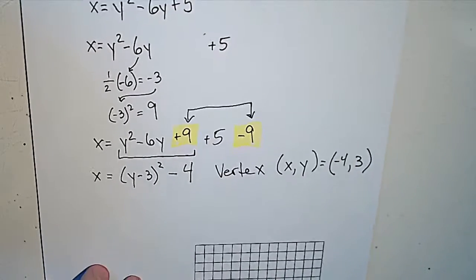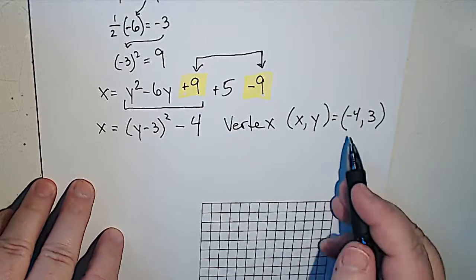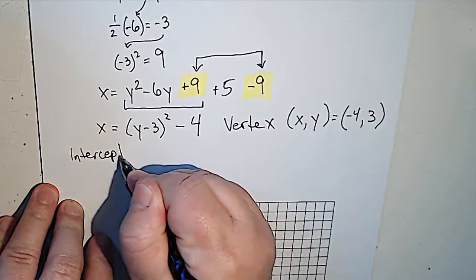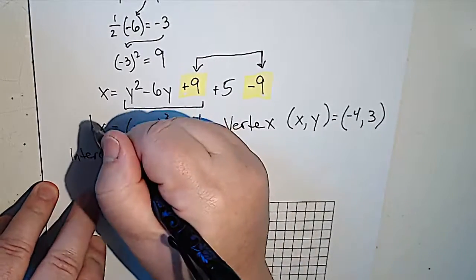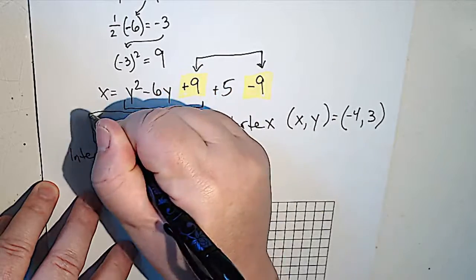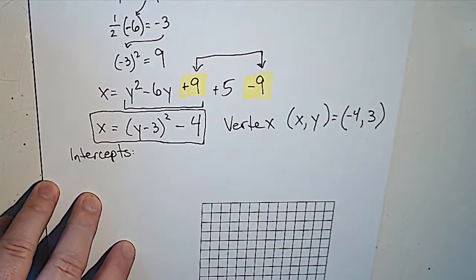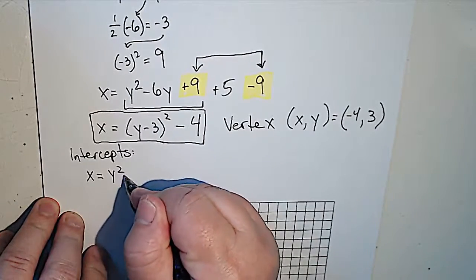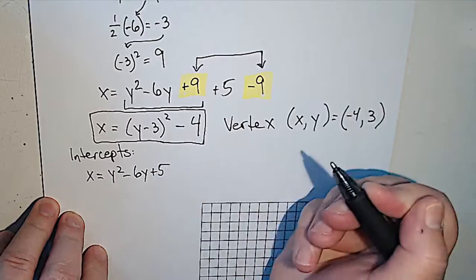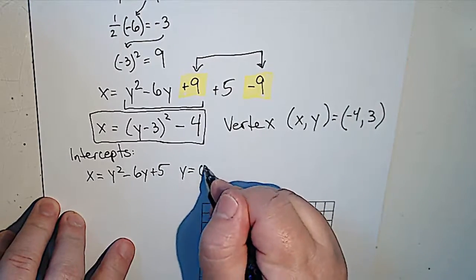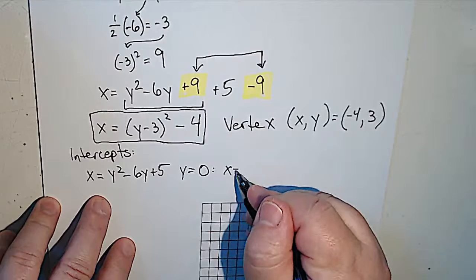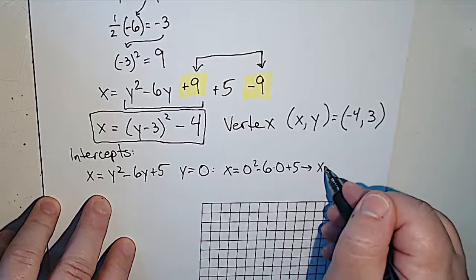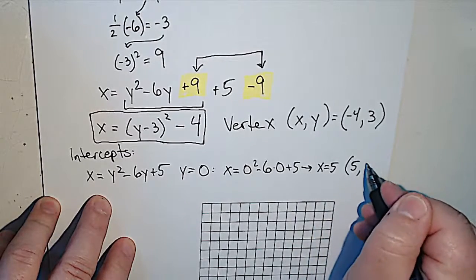So let's look for some intercepts. This is not bad. I can graph this. And remember that I have suggested that for the intercepts, the standard form or vertex form is not really going to be your most helpful. You could use it, but it's not very helpful. So if I have x equals y squared minus 6y plus 5, and I set y equal to 0, I get x equals 0 squared minus 6 times 0 plus 5. So x equals 5, and I get the point 5, 0.